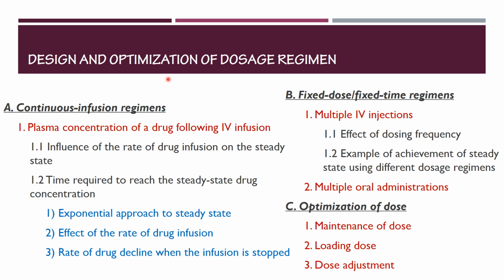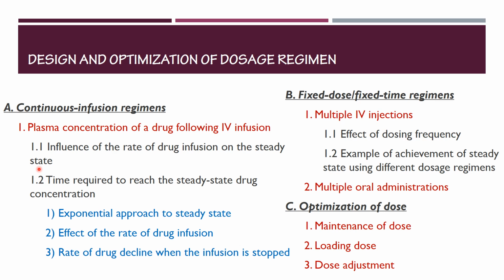Design and optimization of dosage regimen consists of the following steps. The first one is continuous infusion regimen. The second is fixed dose, fixed time regimen. And third is optimization of dose.